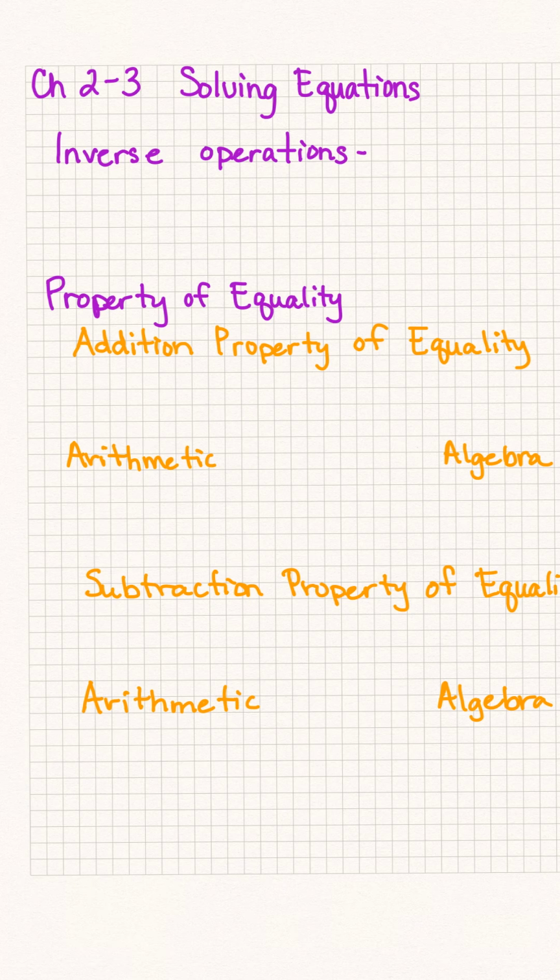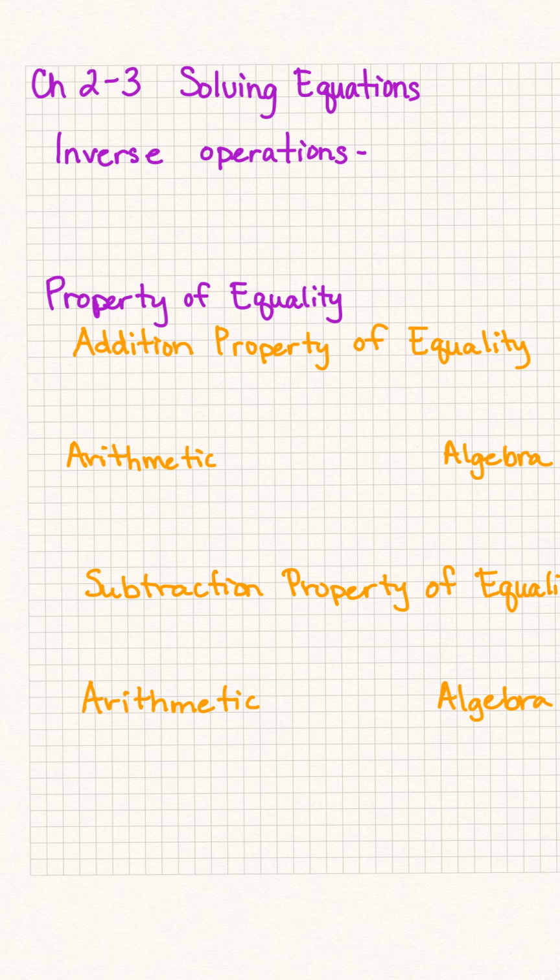Hello, today we're working on Chapter 2, Lesson 3, Solving Equations. If you can solve equations, you can use known information to find unknown information. To solve an equation, you want to get the variable, the letter, the unknown, alone on one side of the equation. You can use inverse operations, operations that undo each other, to get the variable alone.